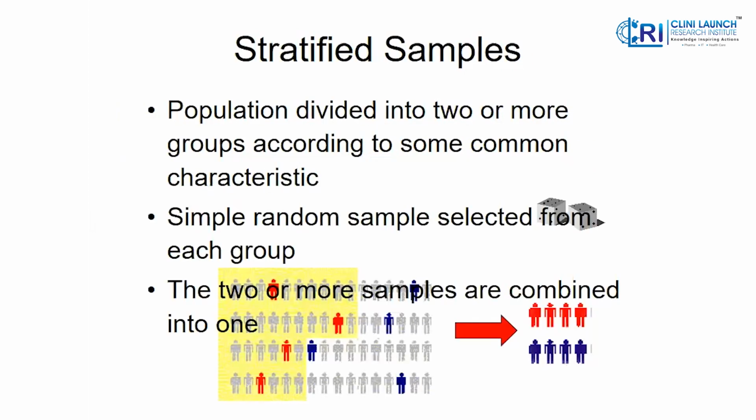So there will be a population which is divided into two or more groups according to some common characteristics, which in this scenario will be age or gender or any other thing. And then you can take a simple random sample selected from each stratum or each group. So this is the idea behind the efficiency gain obtained with stratification.